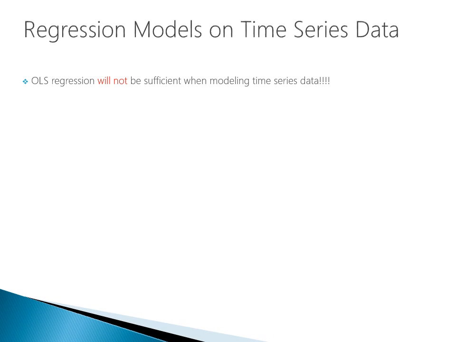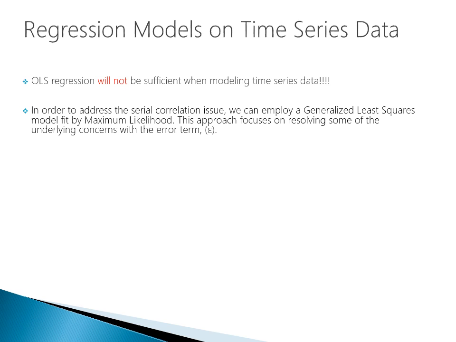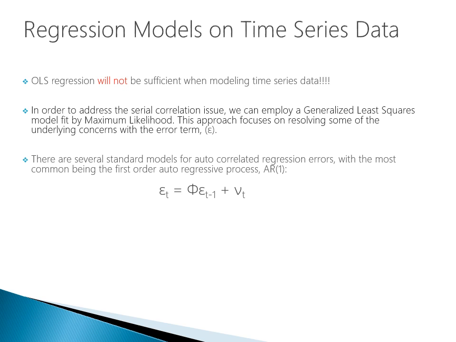Therefore, it's important to understand that OLS regression will not be sufficient when modeling time series data. This is an important concept because when we're working with regression, we're used to using OLS regression. We need to take a different approach when working with time series. In order to address the serial correlation issue, we can employ a generalized least squares model fit by maximum likelihood. This approach focuses on resolving some of the underlying concerns with the error term. There are standard models for autocorrelated regression errors, with the most common being the first order autoregressive process, AR1.